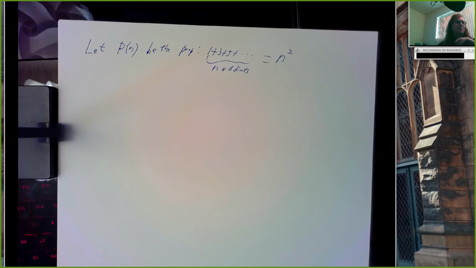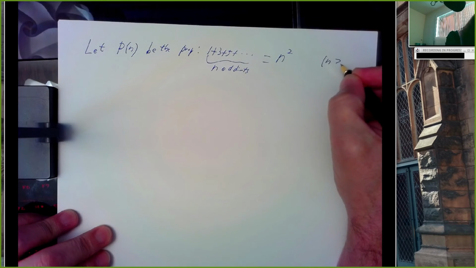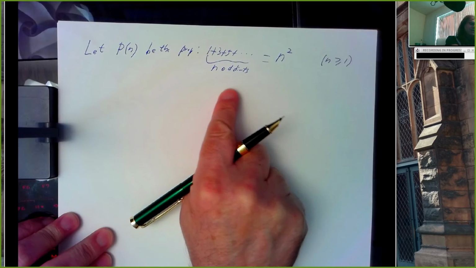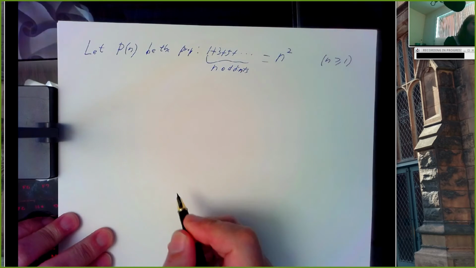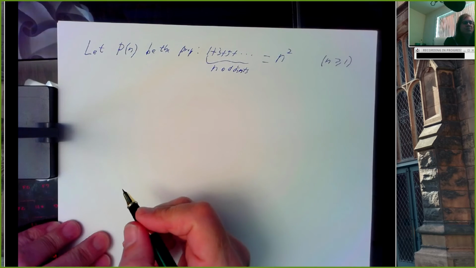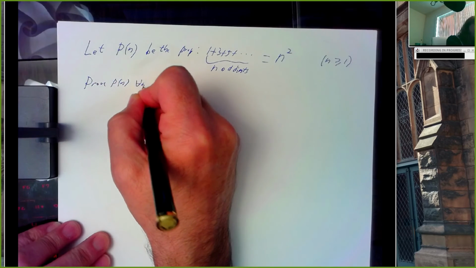1 plus 3 equals 4, that seems to work. P of 3 is the proposition that if you add the first three odd integers, 1, 3, and 5, 1 plus 3 is 4, plus 5 is 9, you get 3 squared. That seems to work. So this is an infinite family of propositions which says for any integer n bigger than or equal to 1, the sum of the first n odd integers will be equal to n squared. And we want to prove this using mathematical induction. We want to prove P of n for all n bigger than or equal to 1.